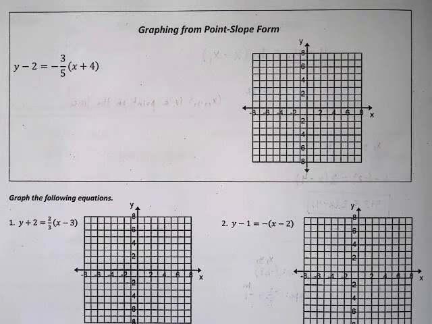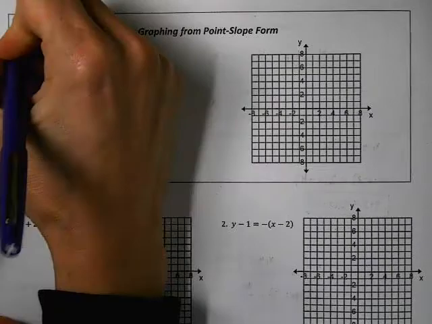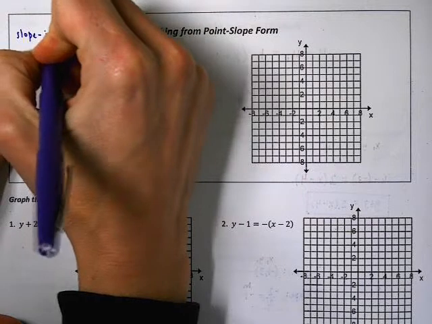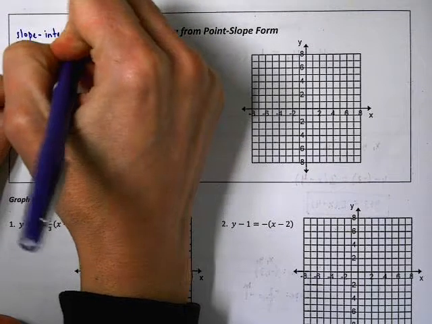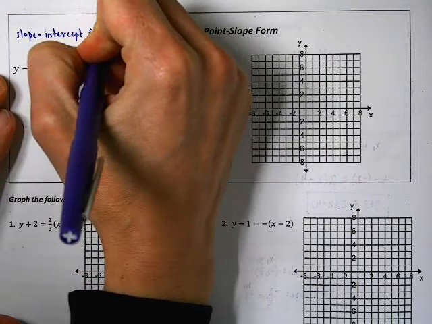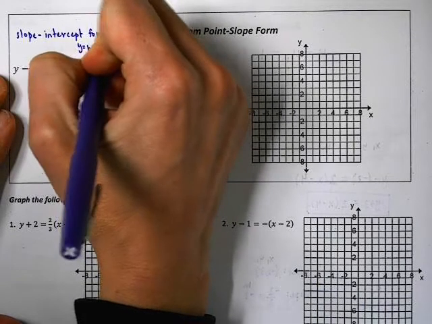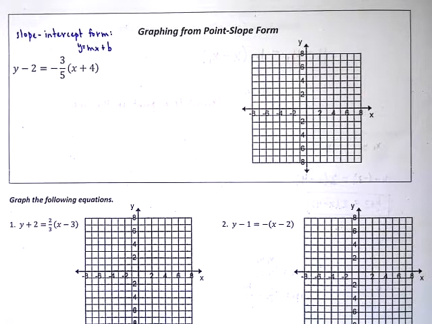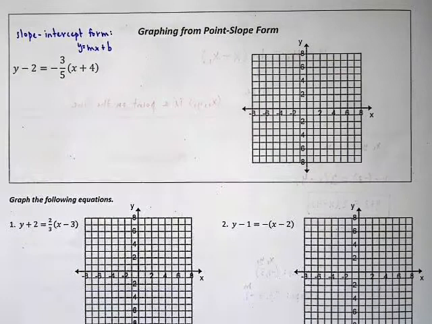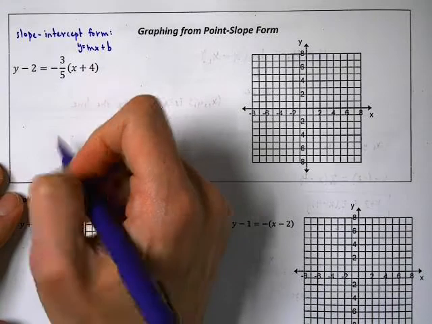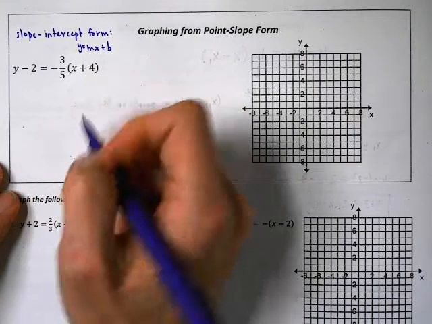So prior to learning point-slope form, we always graphed our equations using slope-intercept form. And we know that slope-intercept form is going to be our old y equals mx plus b. So we know how to graph equations that are in that form. So we could potentially say, well, I'm just going to rearrange this equation to get y by itself, and then I'll graph it using slope-intercept form.